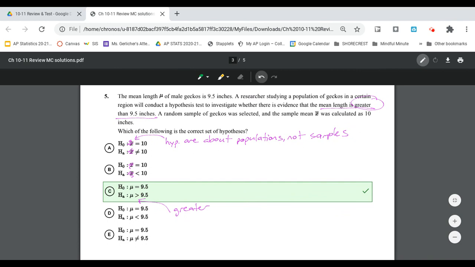For 5, let's see. Remember that the hypotheses are always about populations, not about samples. There's no guessing to be had about samples. The samples are a fact. We have those numbers. What we're guessing about is what's going on in the full population. So the Ho and the Ha should always have mu and not x bar. So that eliminates A and B. And then it comes down to just reading in the paragraph what the direction of the Ha should be. They said the mean length is greater than 9.5. So we want greater. So it's C.